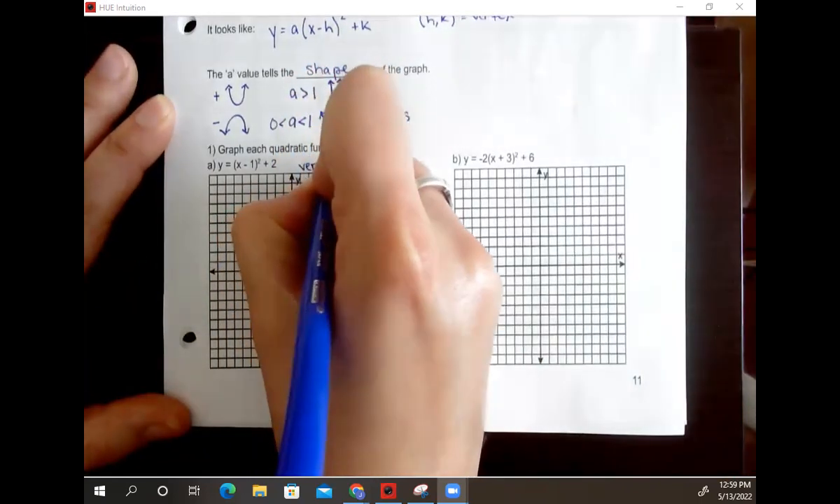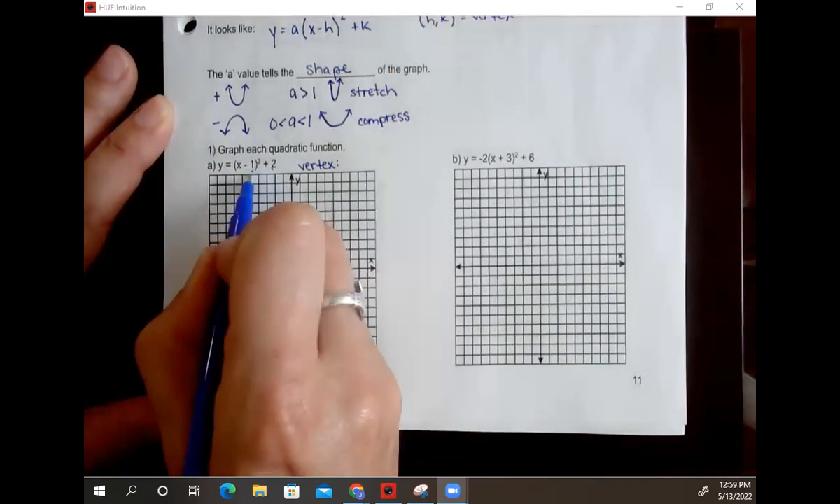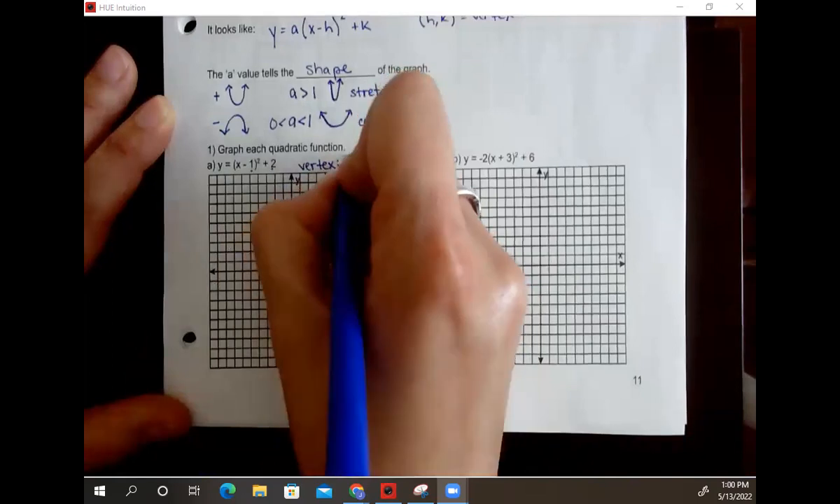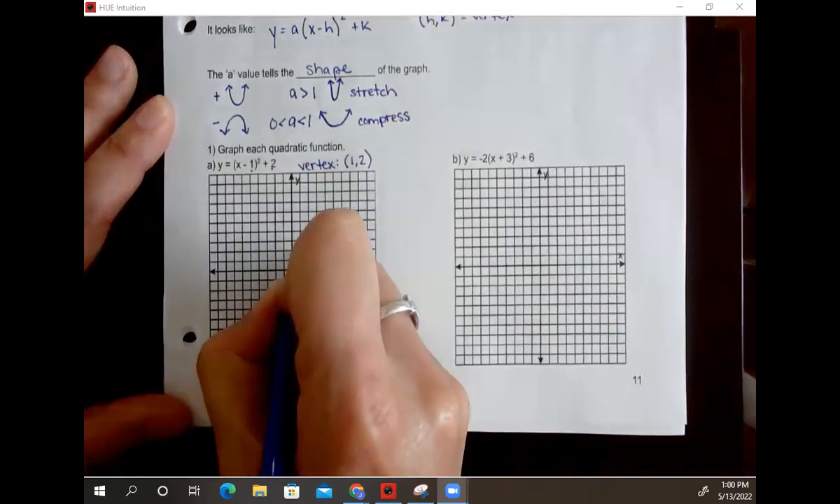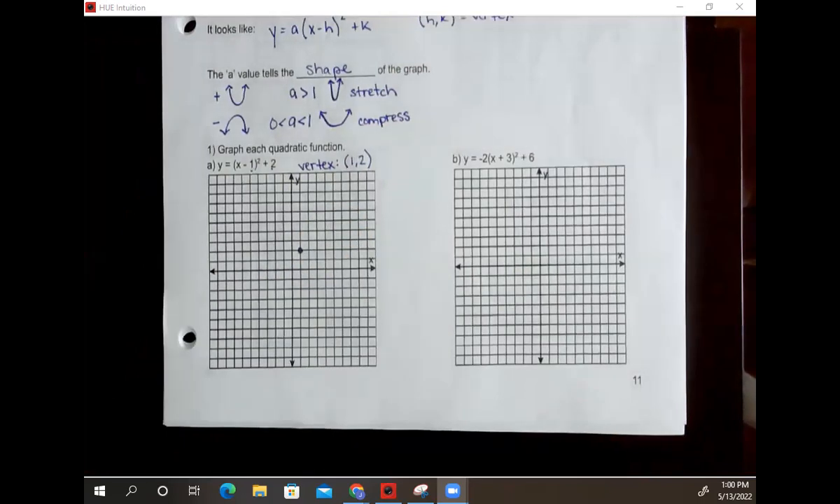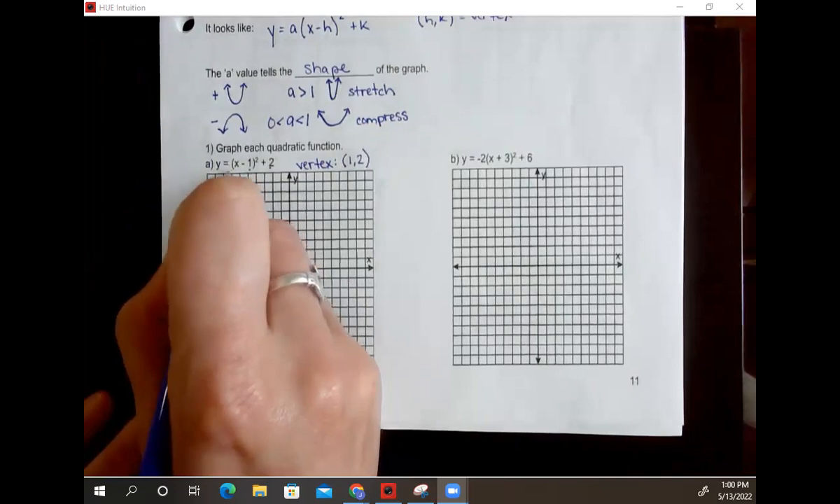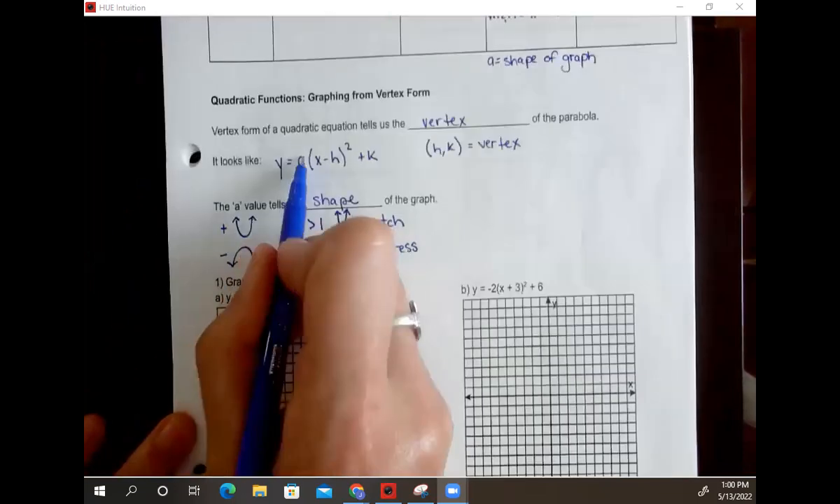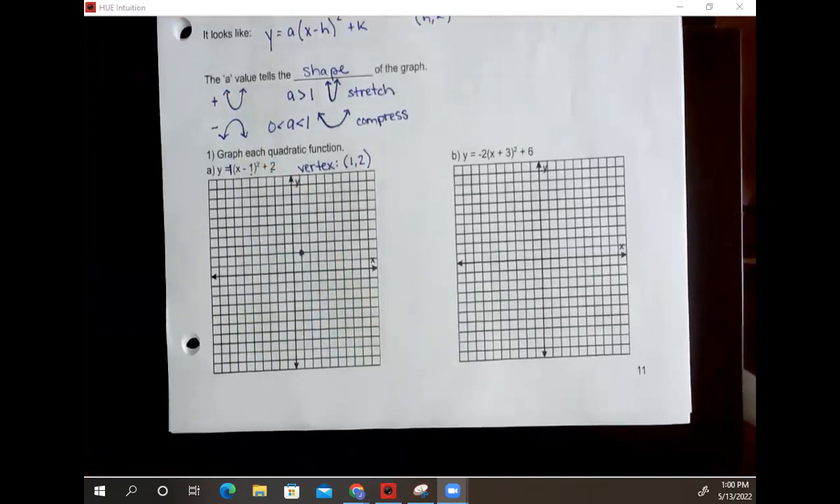So for A, my vertex would be 1, 2. Remember, opposite sign from what's in parentheses with x. So 1, 2 is my vertex. I'm going to plot that point, 1, 2. And then I look at the a, the lead coefficient, to determine the shape of my graph. If I look, I don't see a number in front here. That means that we just have 1. So 1 is the default. That means we'll have the same shape as the parent graph.